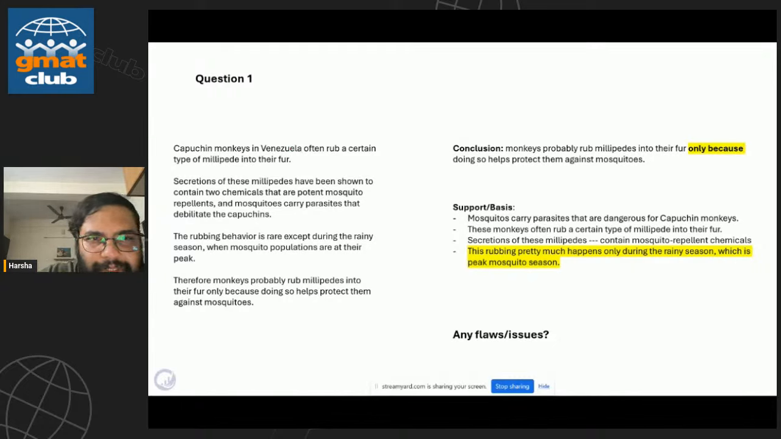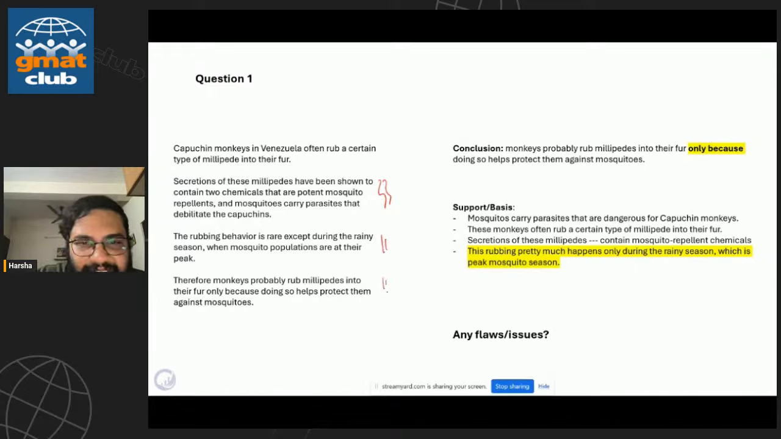So, Capuchin monkeys in Venezuela, they often rub a certain type of millipede into their fur. Now, this is a very weird passage to read, right? The context, you're rubbing a living thing into your fur. Okay. Secretions of these millipedes have been shown to contain two chemicals that are potent mosquito repellents, and mosquitoes carry parasites. So, if you see what the author is doing here, the author is building the case that perhaps these monkeys are rubbing these millipedes into their fur because they want to protect themselves against mosquitoes.